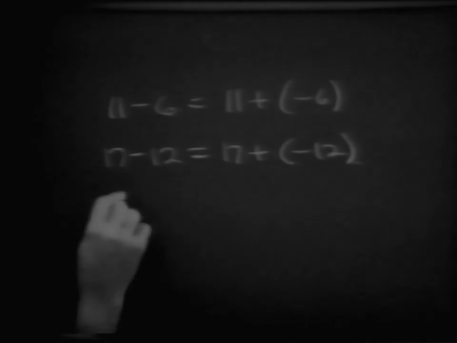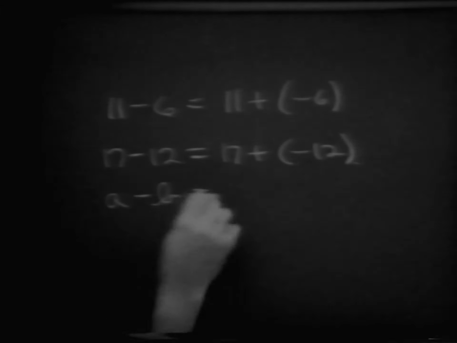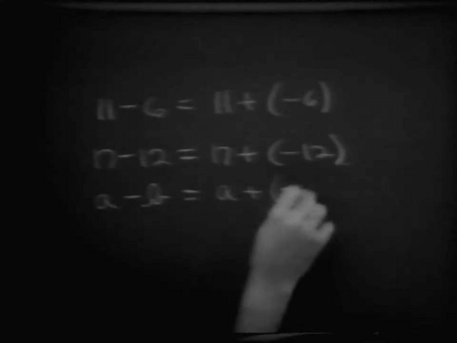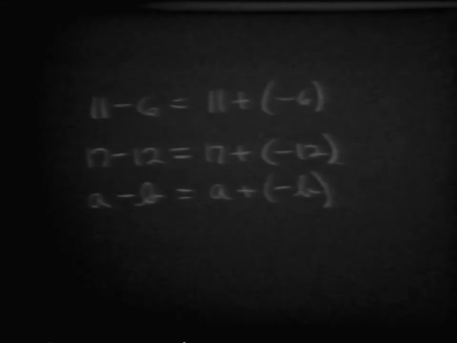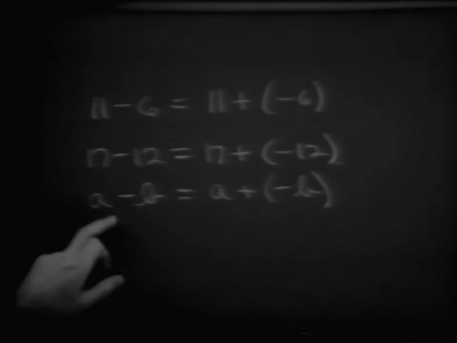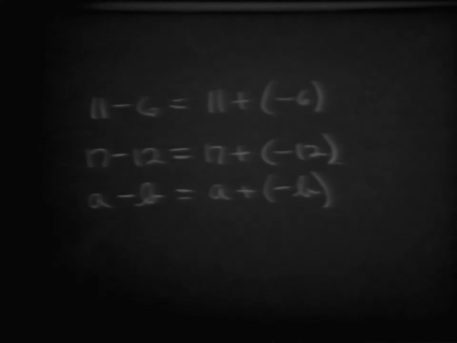How about A minus B? How may I write this? What do you think? Chip? A plus the opposite of B. Do you think that's true for all real numbers A and B? What do you think about that? And as a matter of fact, we might be able to prove that statement. All right? So let's see if we can't prove it right now.